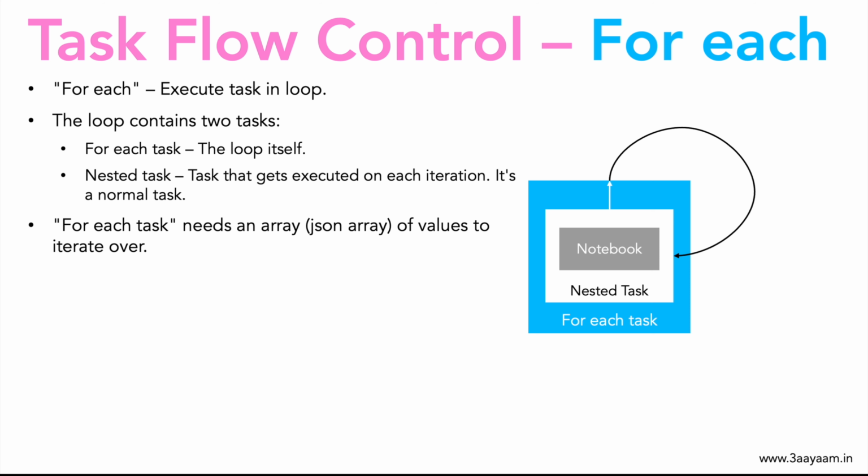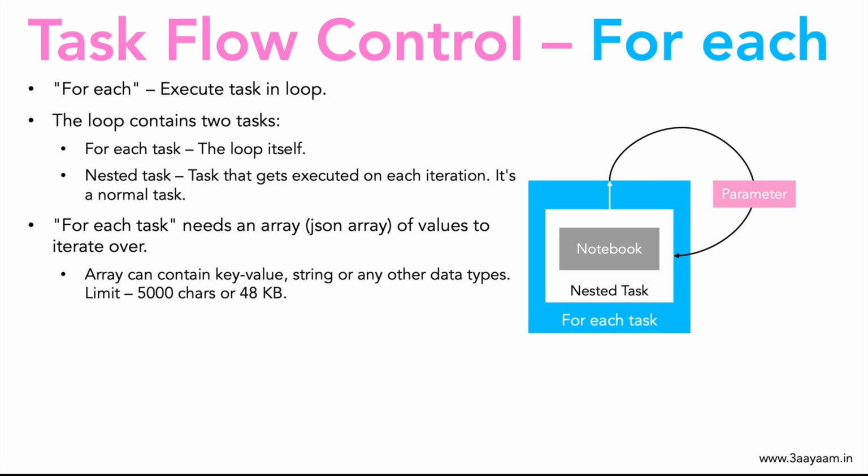So it will do the same with multiple iterations. And the number of iterations are dependent on the number of elements in a JSON array. So that's why the for each task will need a JSON array, or you can consider this as a Python list also. Now the for each task will iterate over all the elements which are there in the JSON array. And it would be passed as a parameter, or it would be defined as a parameter inside of the for each task. Now some trivia, the array can contain key value or string or any other data types. And there's a limit of the array. We cannot have more than 5,000 characters, or we cannot have more than 48 kilobytes of size.